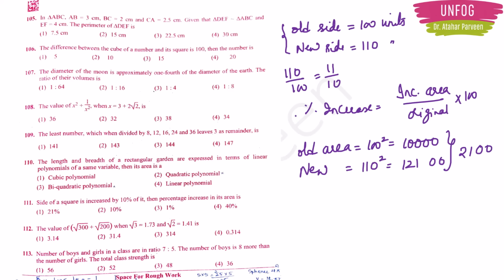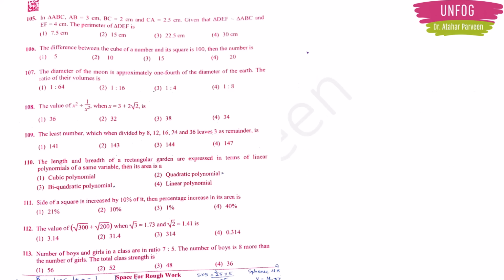Now you use this formula. So this is equal to increase in area is 2100, original is this one, into 100. So this will give you 21%. So option 1 should be the correct answer here.